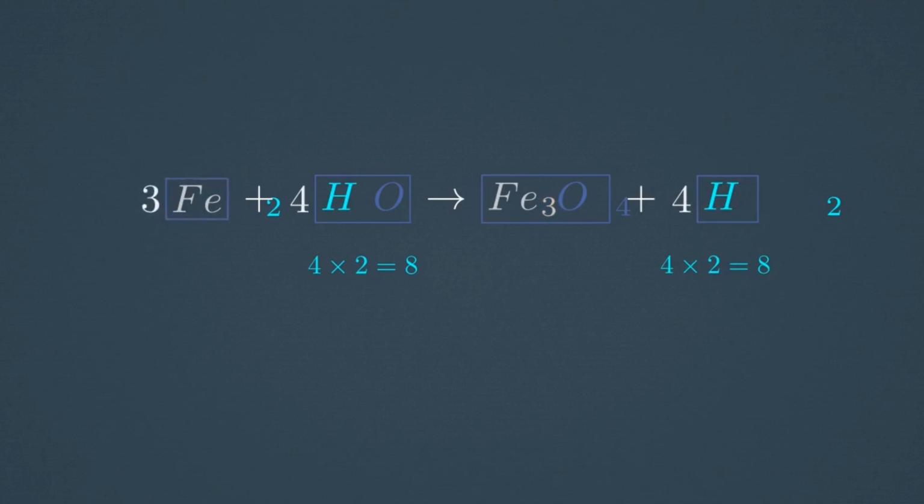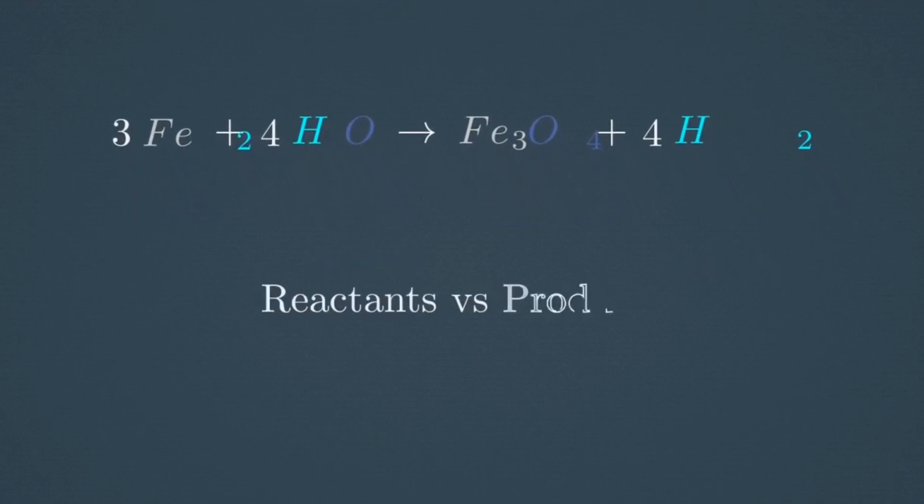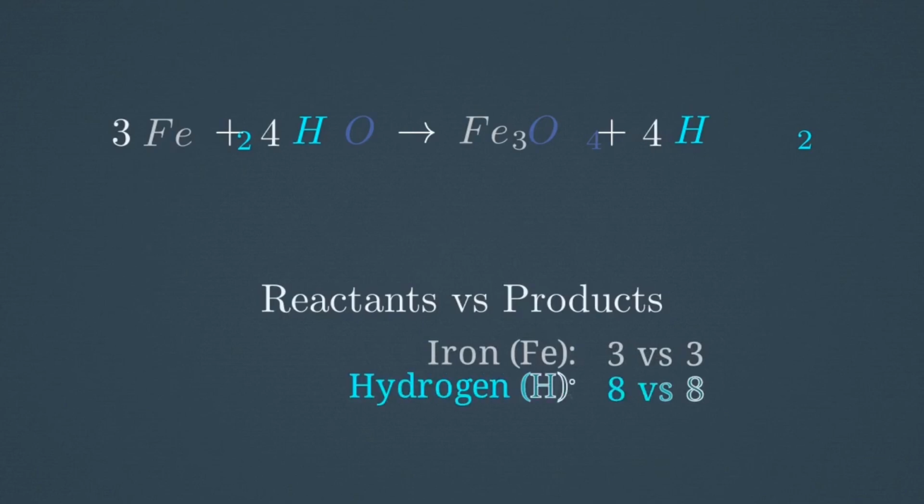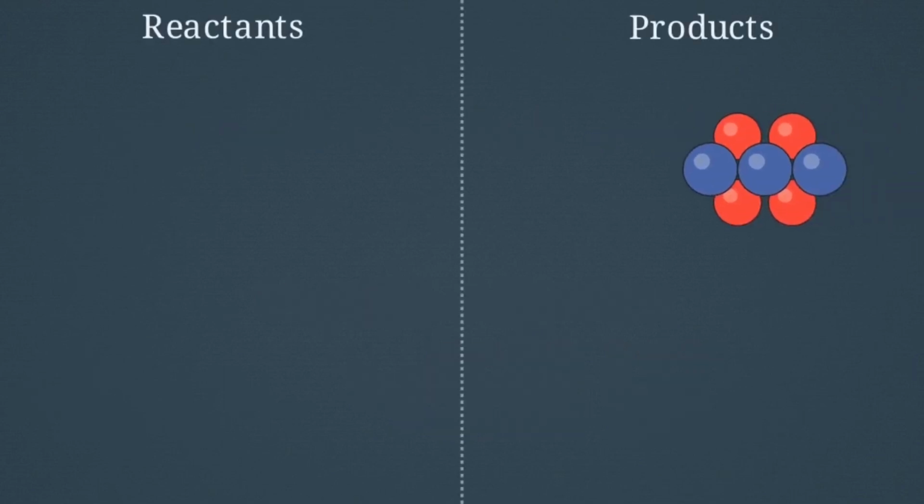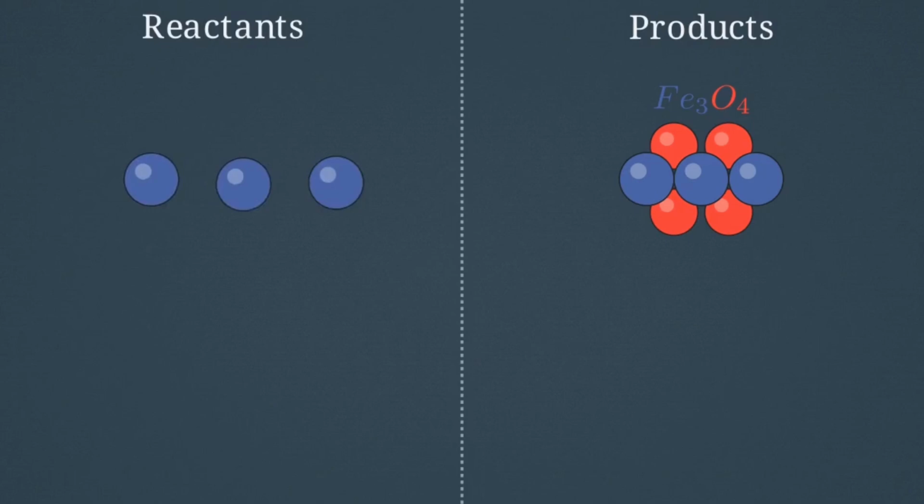Look at the right side. What multiplier do we need for hydrogen to match that 8? Placing a 4 in front of the hydrogen gas brings both sides to 8. Finally, we address the iron. There are 3 iron atoms in our product, so we finish the equation by matching that 3 on the reactant side. This hit-and-trial method is a systematic way of tracking atoms.